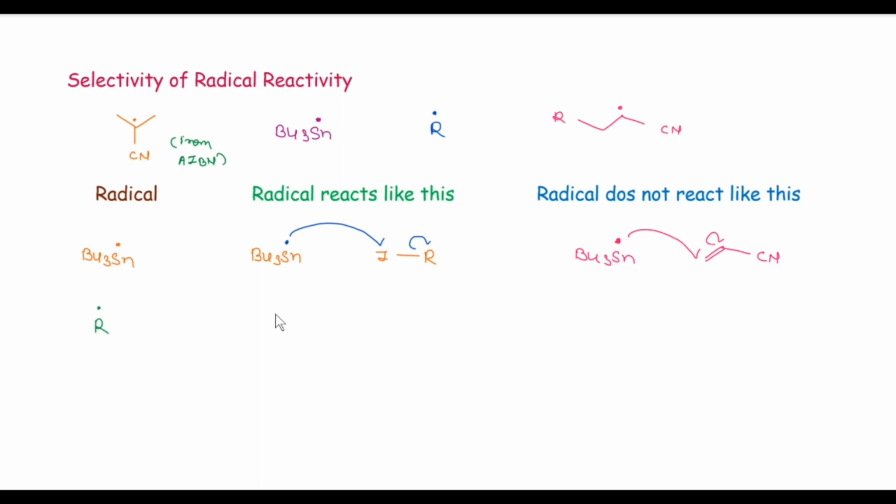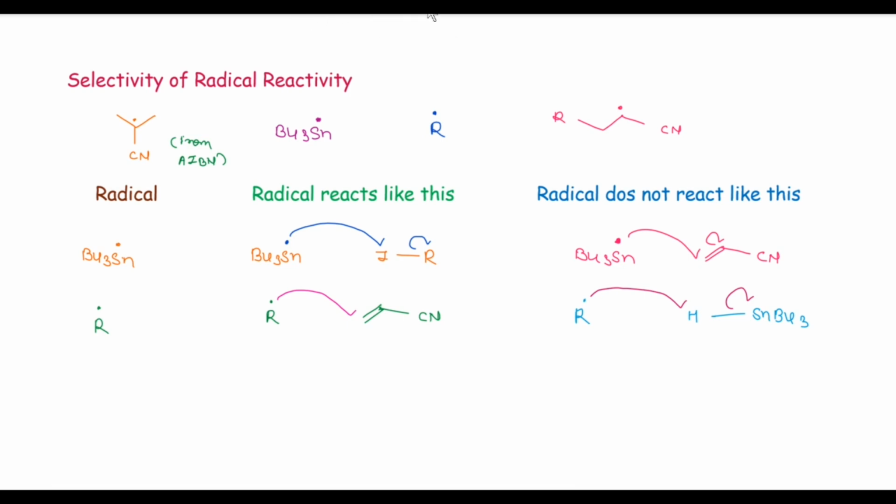So we have another radical, R radical. The R radical reacts like that. This R radical reacts with the given alkene, which is the correct reactivity. This R radical does not react like that. This is the incorrect method of R radical reacting with TBTH.